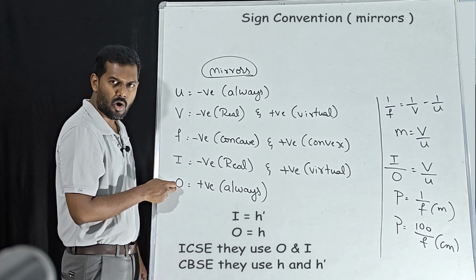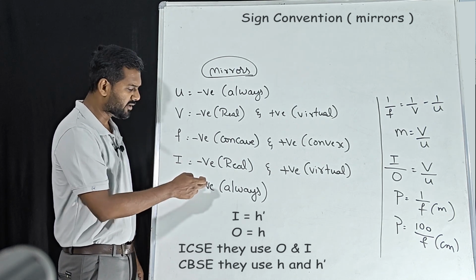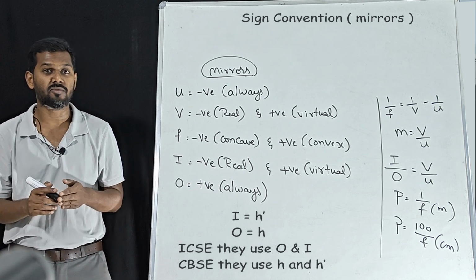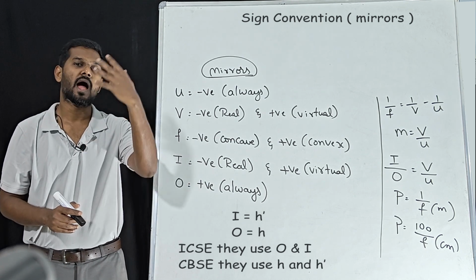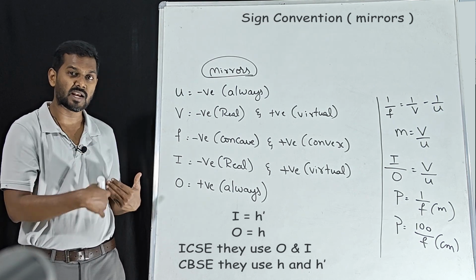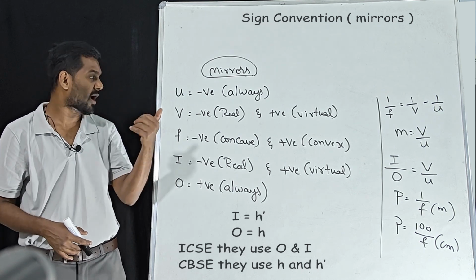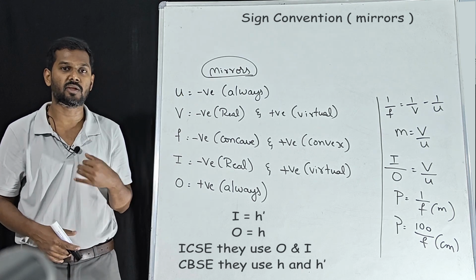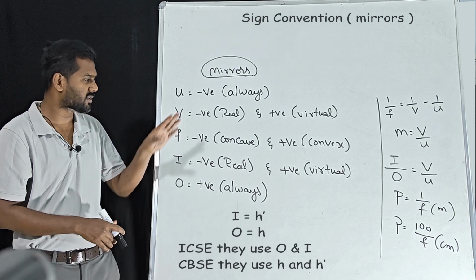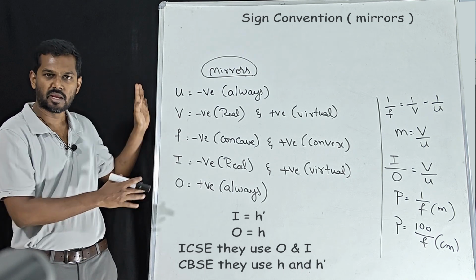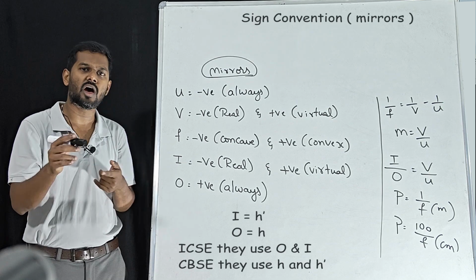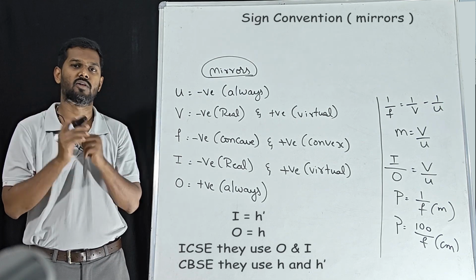Next, O means object height. It is always positive for both the mirrors. So this is about the sign conventions for both lens and mirror. First we understood the lens, and while understanding the lens, we understood why we have to take positive and why negative. At the end, we just covered the mirrors. So that is the complete sign convention for mirrors. If you know this much, any numerical, whether it comes to lens or mirrors, you can aram se solve.